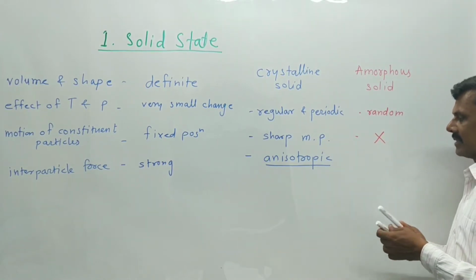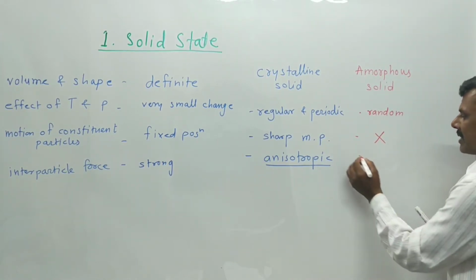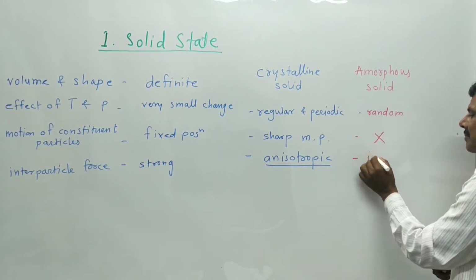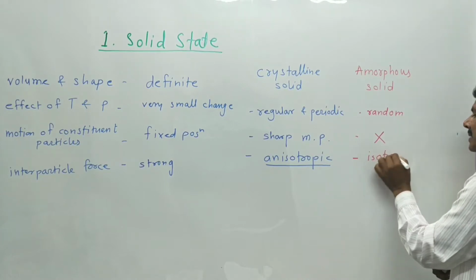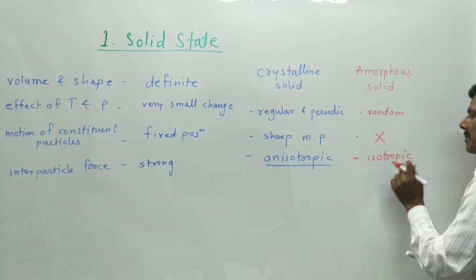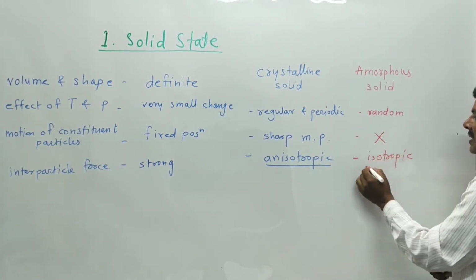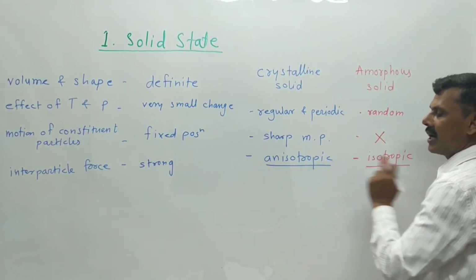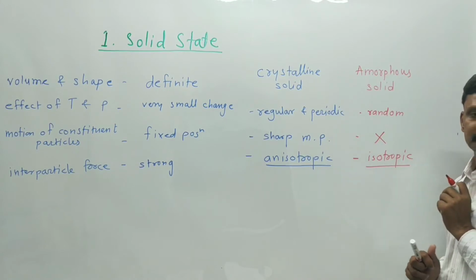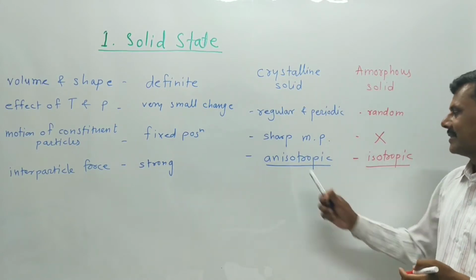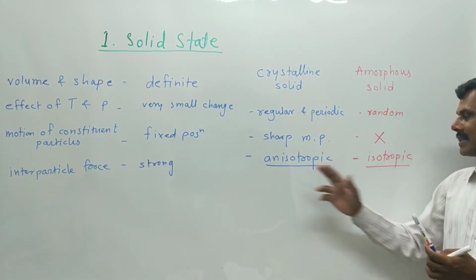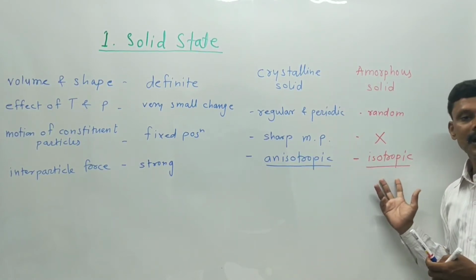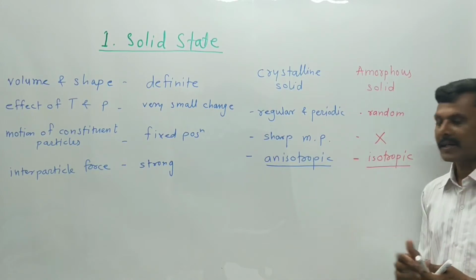And amorphous solids show a characteristic property which is isotropic. Means amorphous solids are isotropic and crystalline solids are anisotropic. So let us discuss these two properties, what is anisotropic and what is isotropic solid.